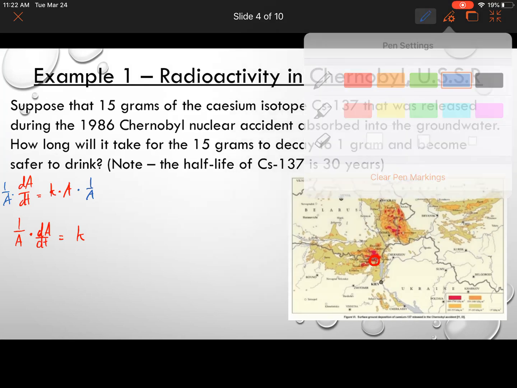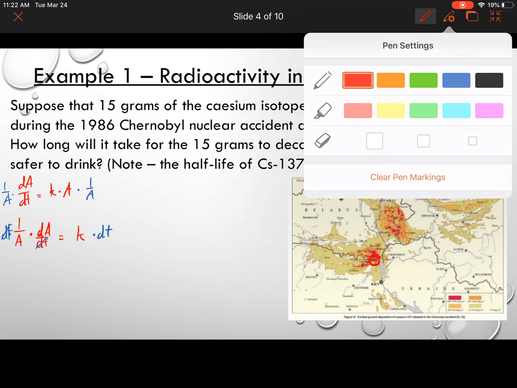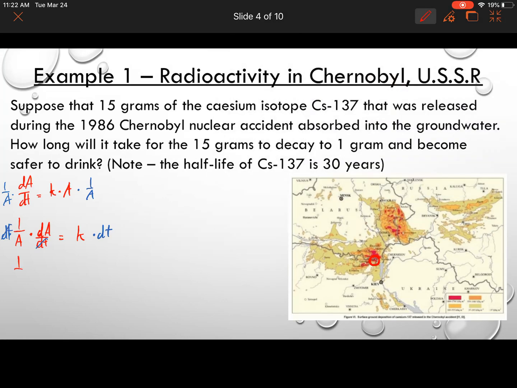Now let's get this dt to the other side, and we do that by multiplying both sides by dt. That cancels out the dt. Now we're left with the variables separated: 1 over A dA is equal to k dt.